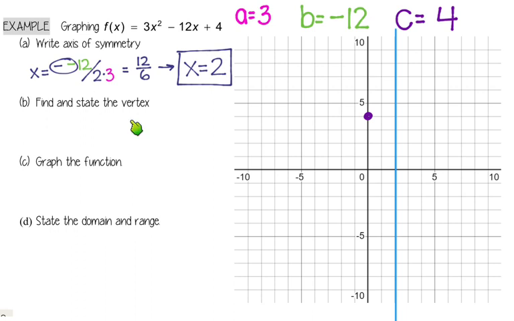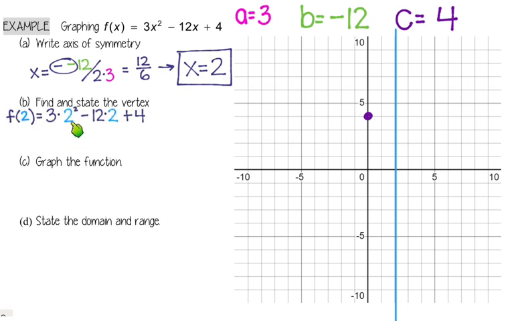Now I'm going to state the vertex. The vertex starts with 2, and then what we need to do with this 2 is we need to plug the 2 into this equation up here, and we're going to plug in 2 and figure out what our y is. So here we go.